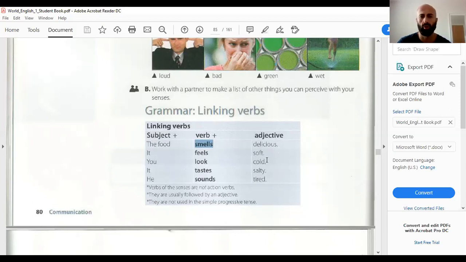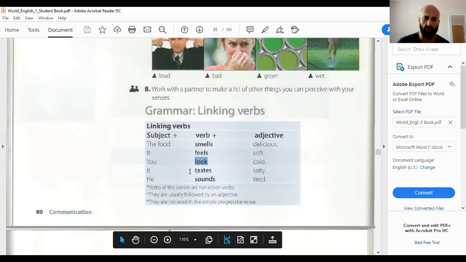You look cold. You look cold. So you are not a friendly person, it means. You don't say "looks" because it's "you." It's not he, she, it. So, it tastes salty. Once something is salty, you cannot change the taste until you put some water or add something else to make it less salty. It will always be salty. So it will taste salty. It tastes salty.